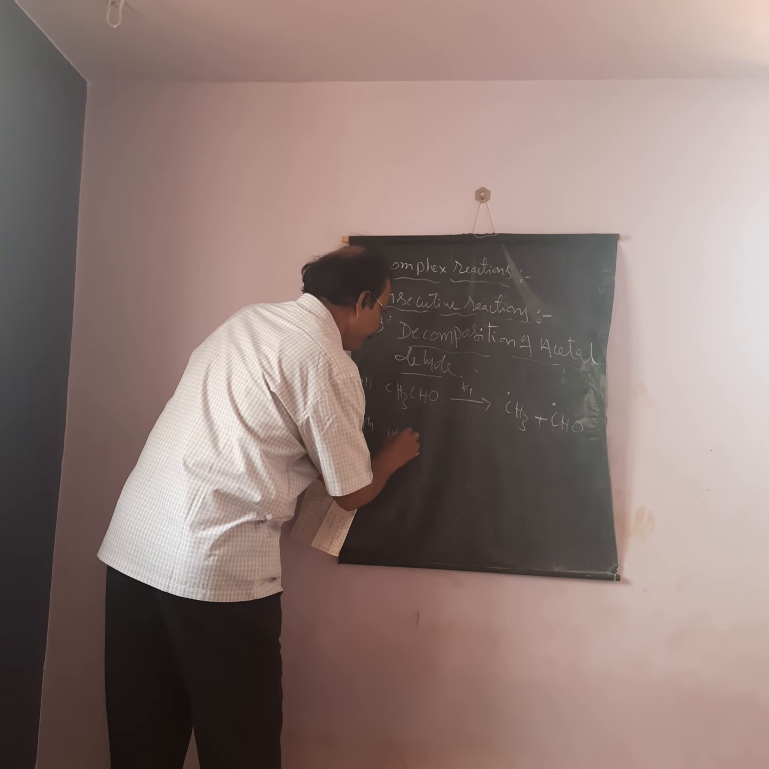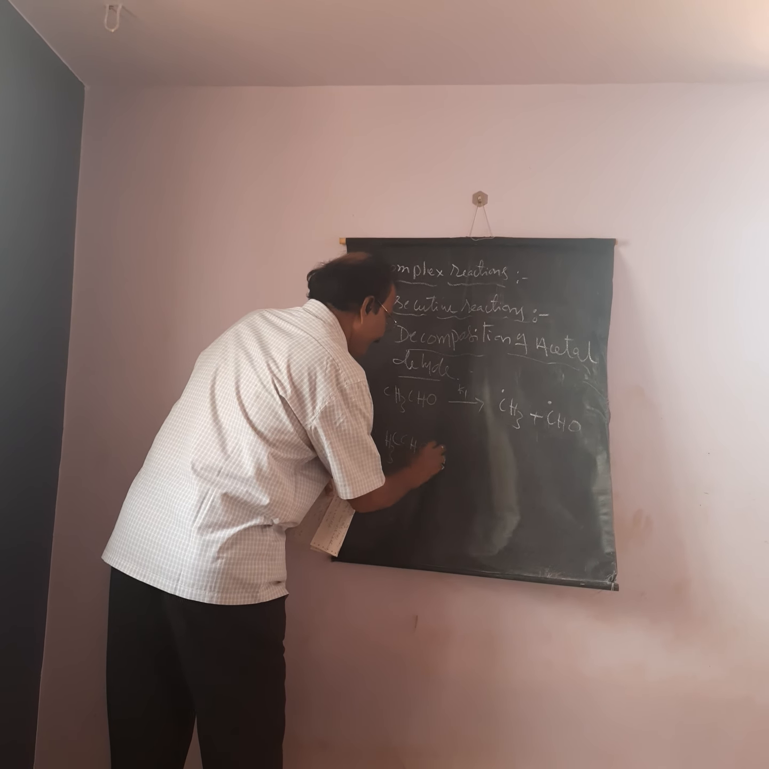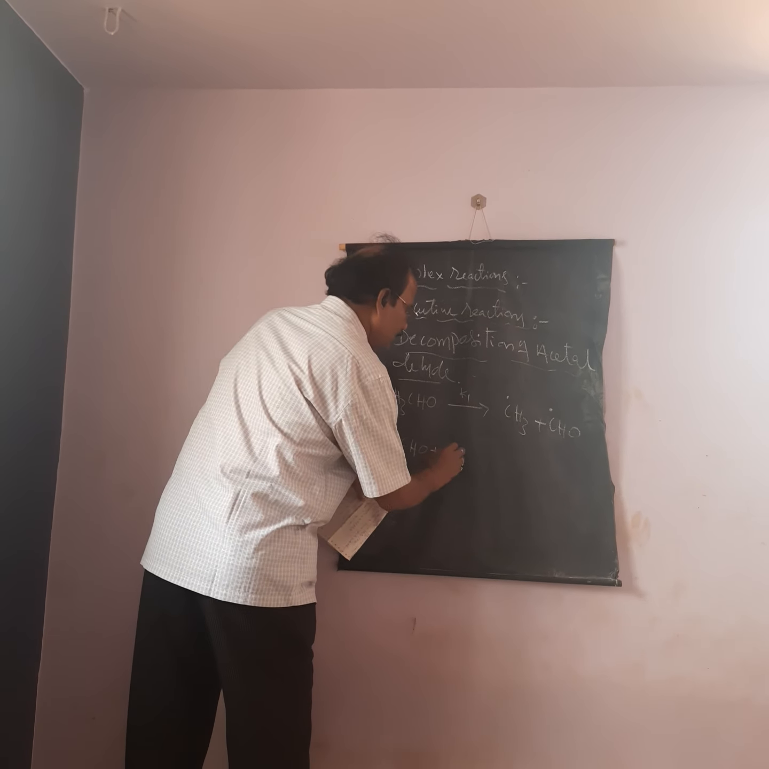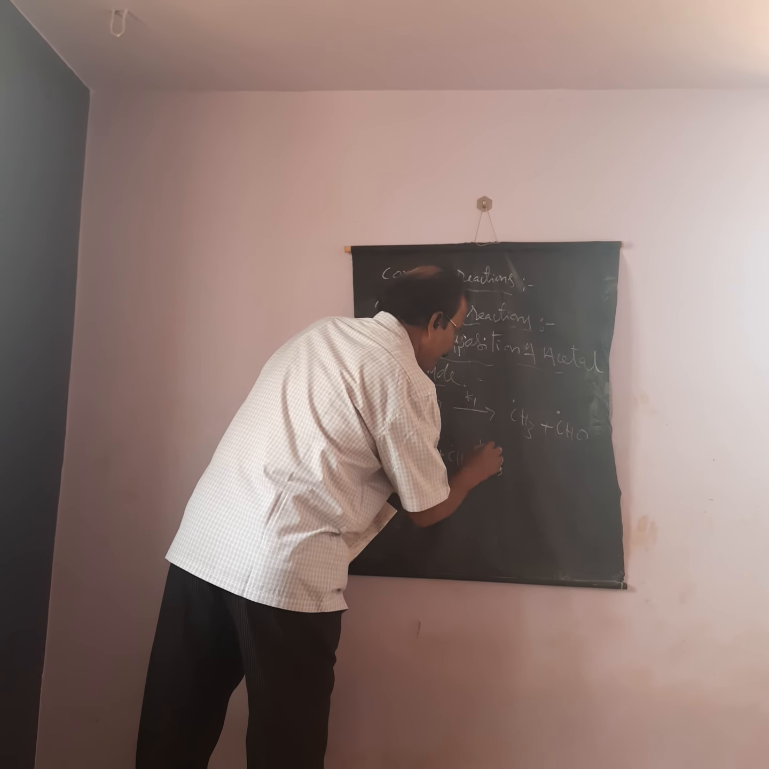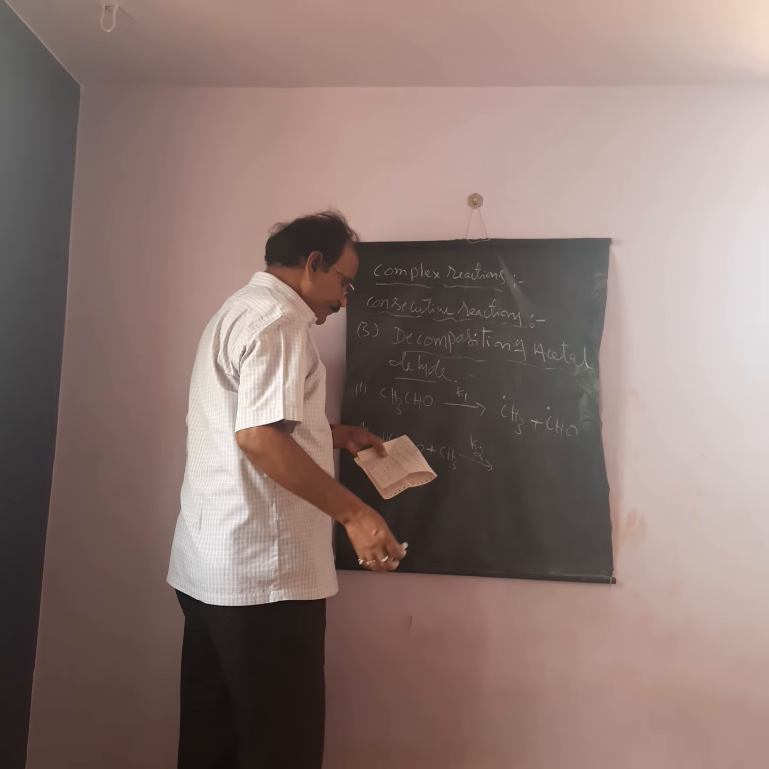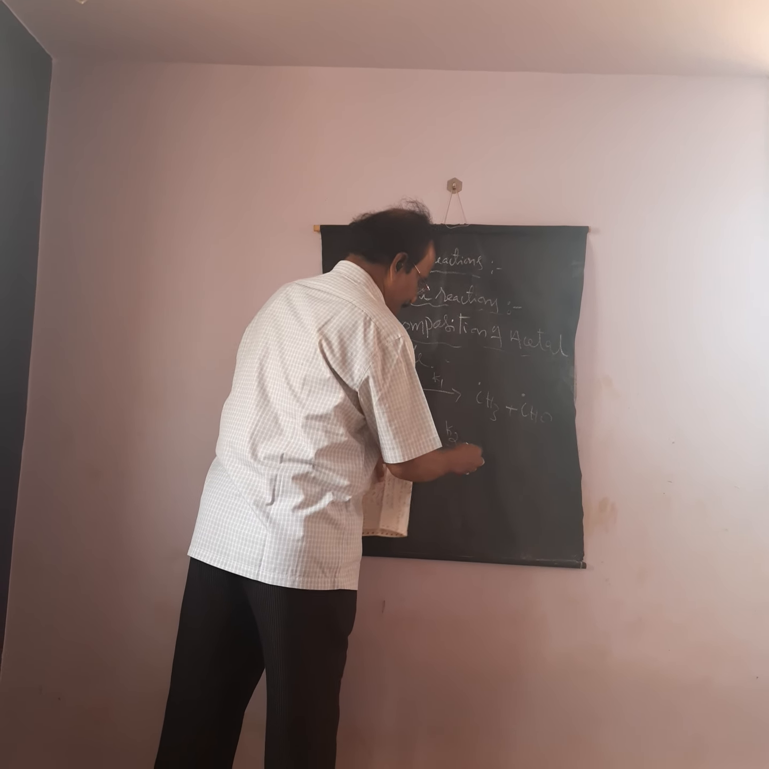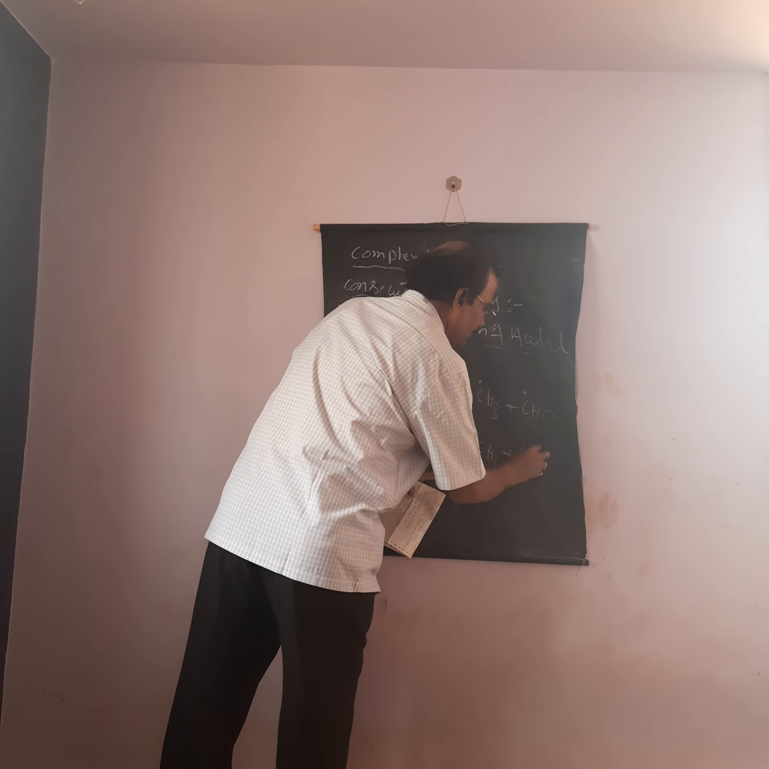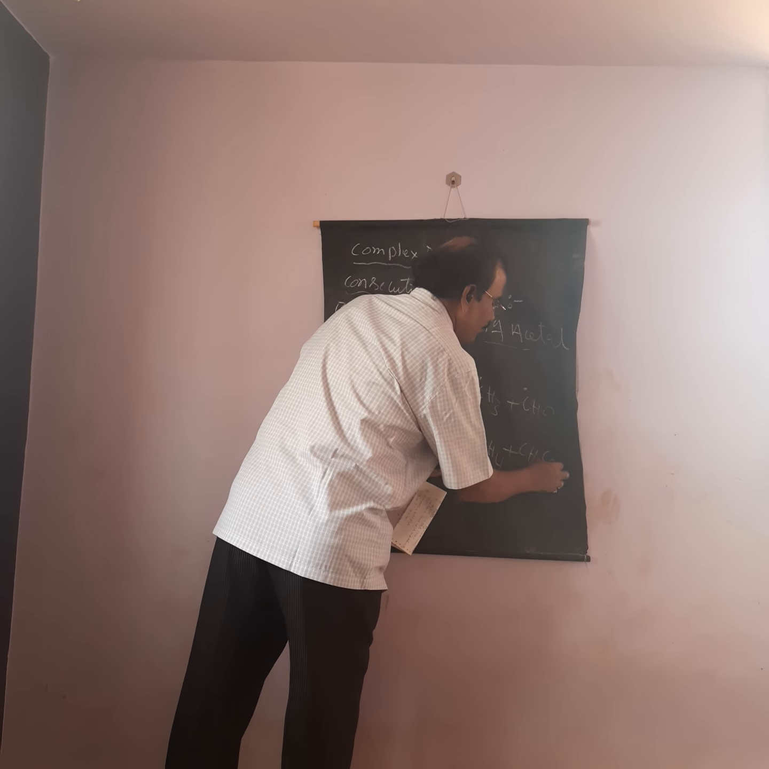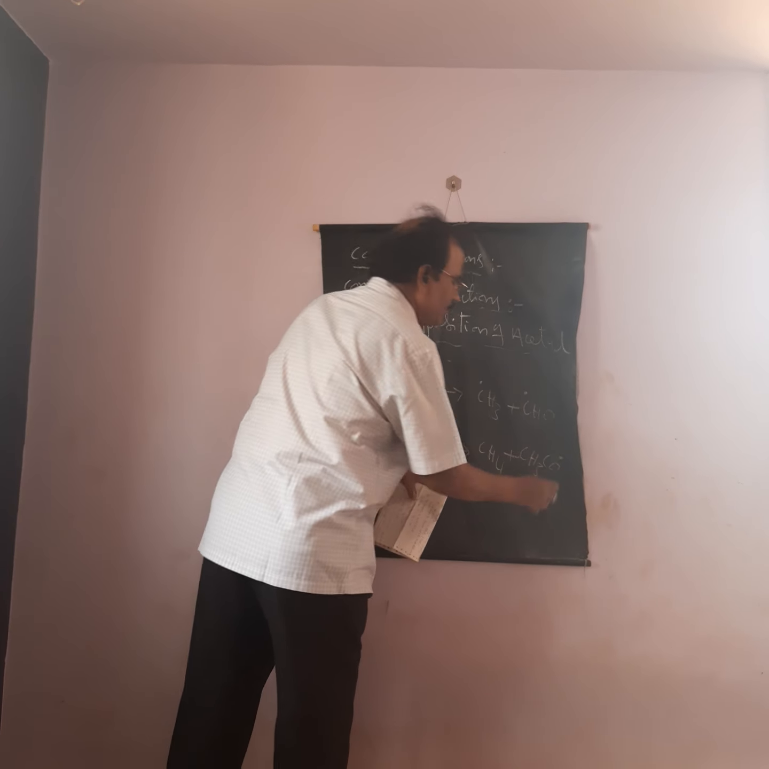CH3CHO plus CH3 dot with rate constant K2 gives CH4 plus CH3CO dot, that is, methane plus CH3CO dot. It is also a free radical.